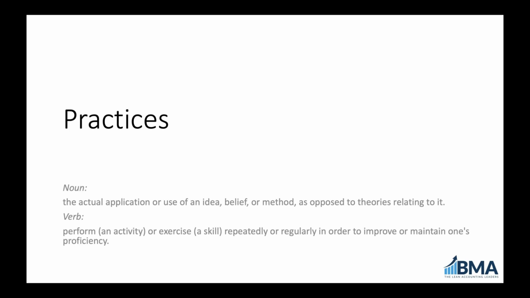So we looked at principles, we looked at tools, now we look at practices. And I gave you some definitions of practices. What I've learned over the years is that practicing using the box score in analysis and decision making is the key to success with a lean management accounting system.